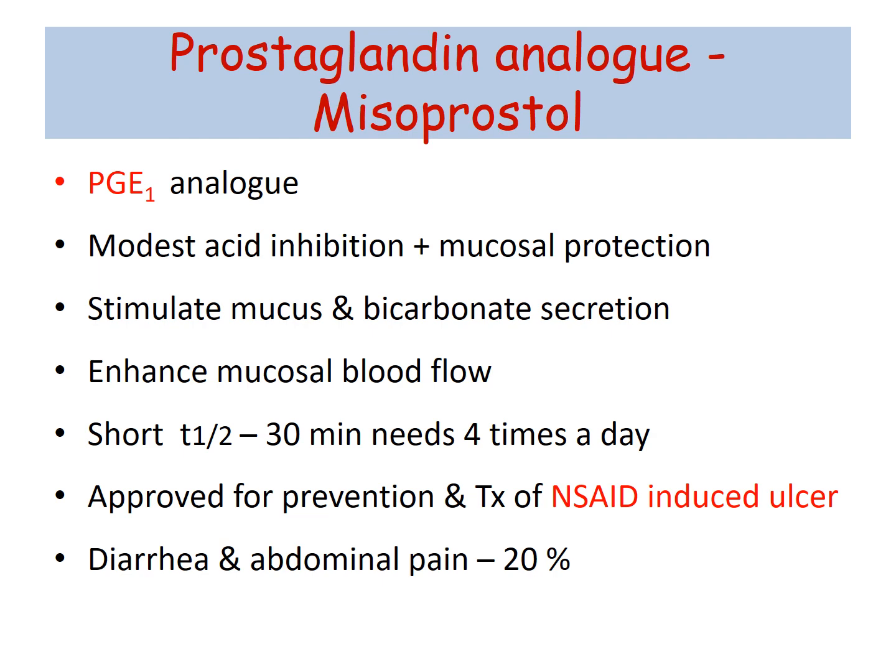And it is the approved drug for prevention and treatment of NSAID-induced ulcer, but it is not the drug of choice. The mechanism of formation of NSAID-induced ulcer is prevented by misoprostol. So for prevention and treatment of NSAID ulcer misoprostol is approved, but the drug of choice is proton pump inhibitors.